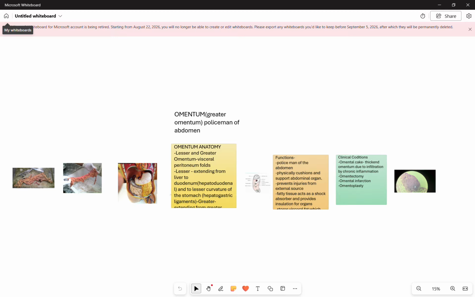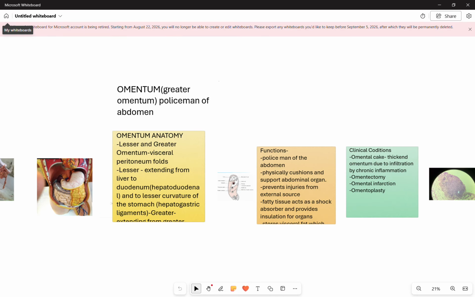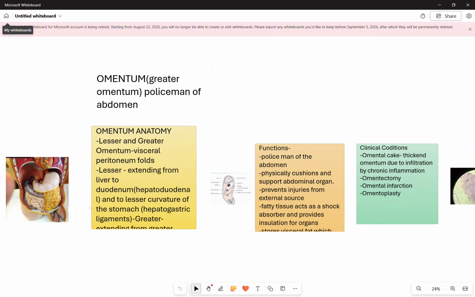This presentation is regarding Omentum. And what I mean by Omentum is greater Omentum, which is also known as policeman of the abdomen. Now, what I'll try to cover in this presentation is about omental anatomy, its function, and some of the clinical conditions affecting omentum.